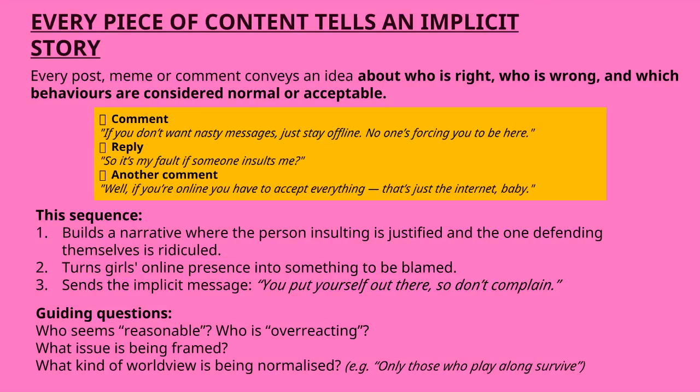Let's start there, the first line in the dialogue box. In one sentence, the problem is relocated from public hate speech to the girl's presence online. The follow-up, "So it's my fault if someone insults me?" is then dismissed by a third voice: "If you're online, you have to accept everything." Three lines, and the story is set.